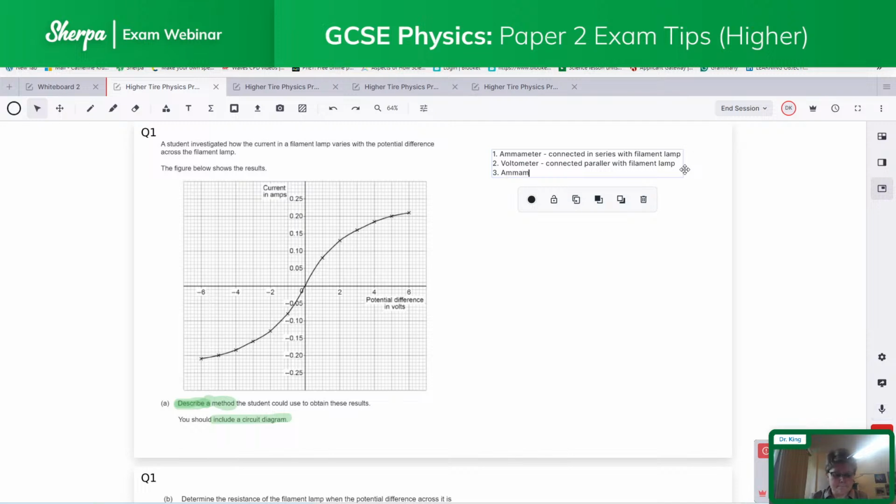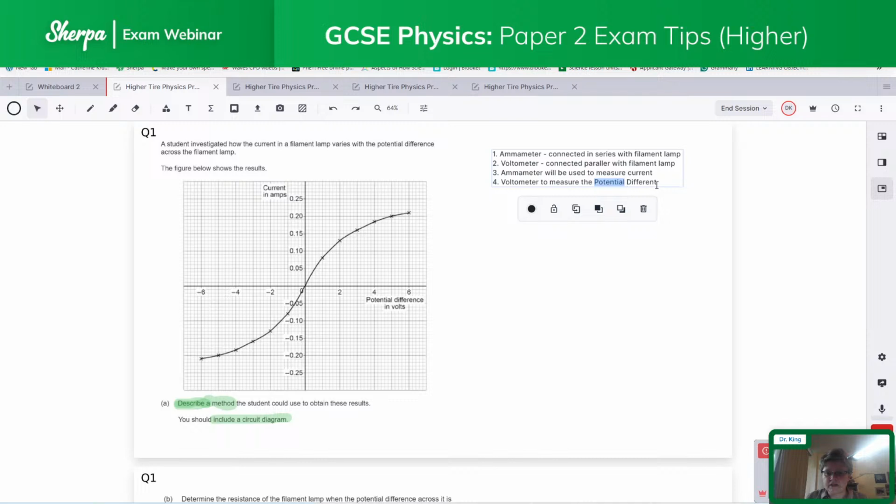So the ammeter will be used to measure current, and the voltmeter to measure the potential difference. Important: the name, potential difference, is very important.